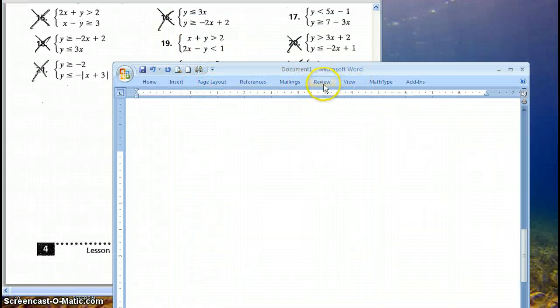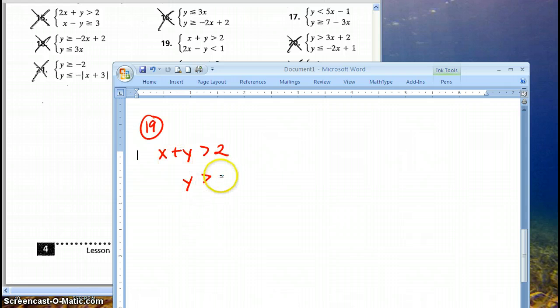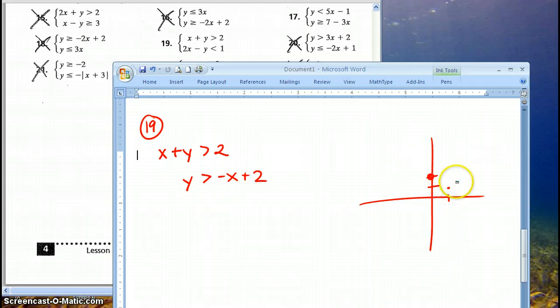The next question that I was asked was problem number 19. Problem number 19, same thing. You're just going to graph your inequality and find out where the regions overlap. So you're going to solve for y by subtracting x. Then you're going to graph that. A positive 2 is where I start, down 1, over 1, and this is a dashed line. Again, graph paper makes you graph a little bit better.